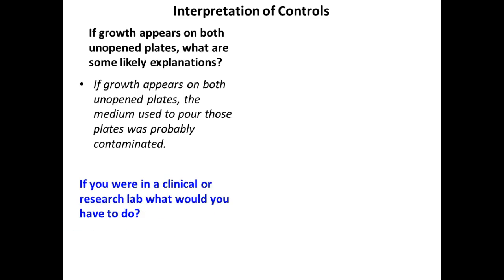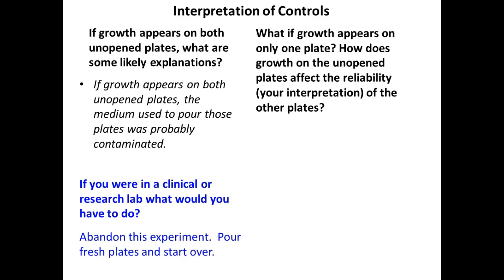If you were in a clinical or research lab, what would you have to do? We'd have to start over, right? We'd have to repeat the experiment because we would not know the source of the growth on those plates from contamination or what we were testing. What if growth only appears on one of the plates? Does this affect the reliability of our experiment?